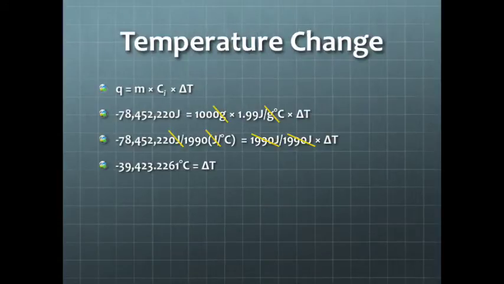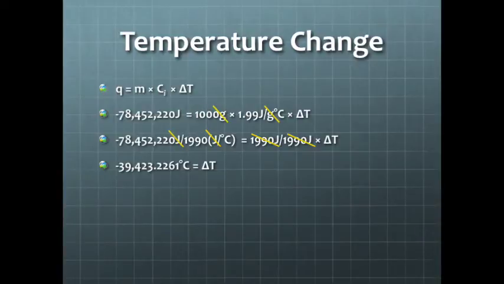We actually have to find the temperature change. So we just plug it into that same equation, except now we're looking for a specific variable, and we have our answer. So we plug in for Q, which is our answer, negative 78,452,220 joules, and we again use 1,000 grams, but this time we use 1.99 joules per gram degrees Celsius, which is the specific heat capacity of gas.